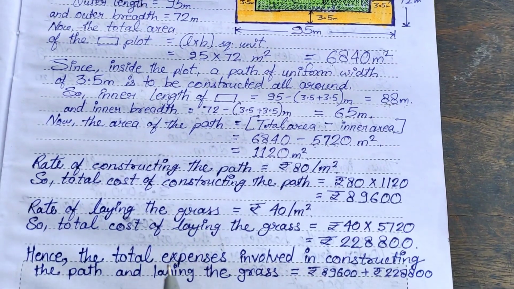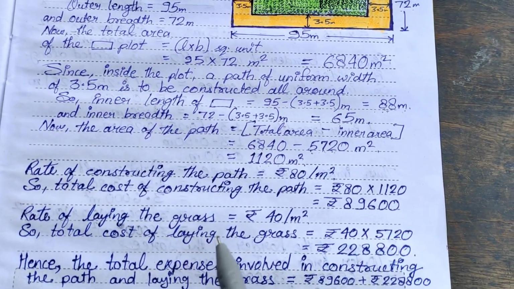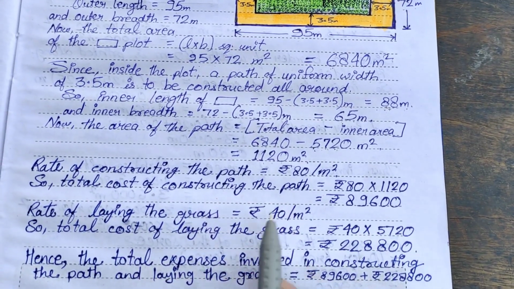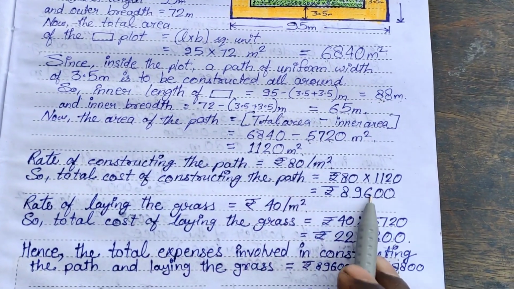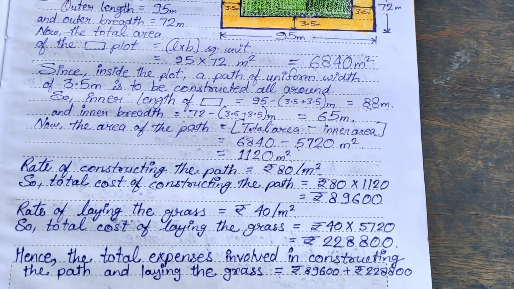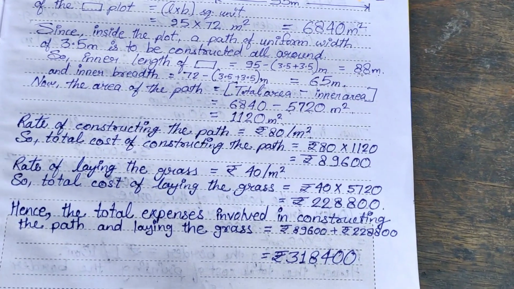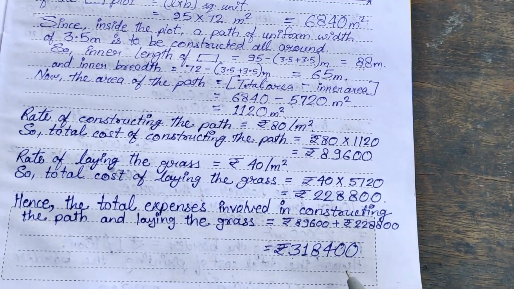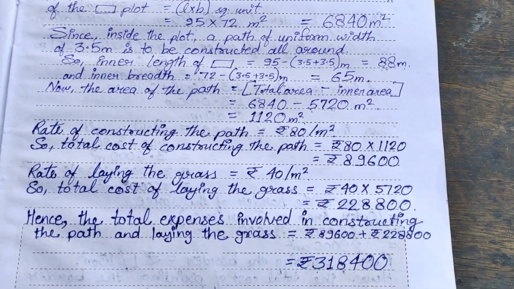Now question asked you that you have to find the total expense, that is constructing the path and laying the grass. So add cost of constructing the path and cost of laying the grass together, you get the total expense involved in constructing the path and laying the grass is 318,400 rupees. Now going to the next question.